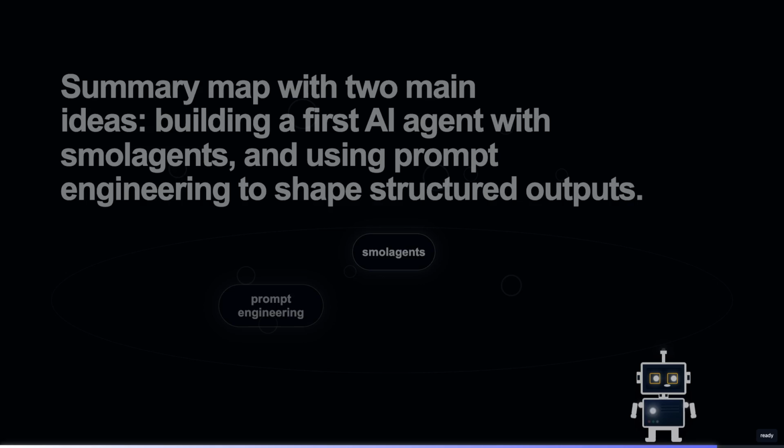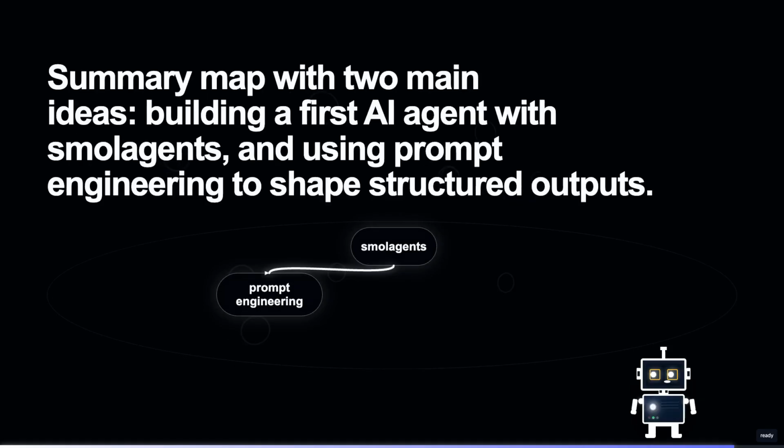The summary highlights two main ideas. First, you took practical steps toward building AI agents with a customizable, code-based approach using Small Agents. Second, prompt engineering remains important because it can guide an agent to produce structured outputs like comparative tables.